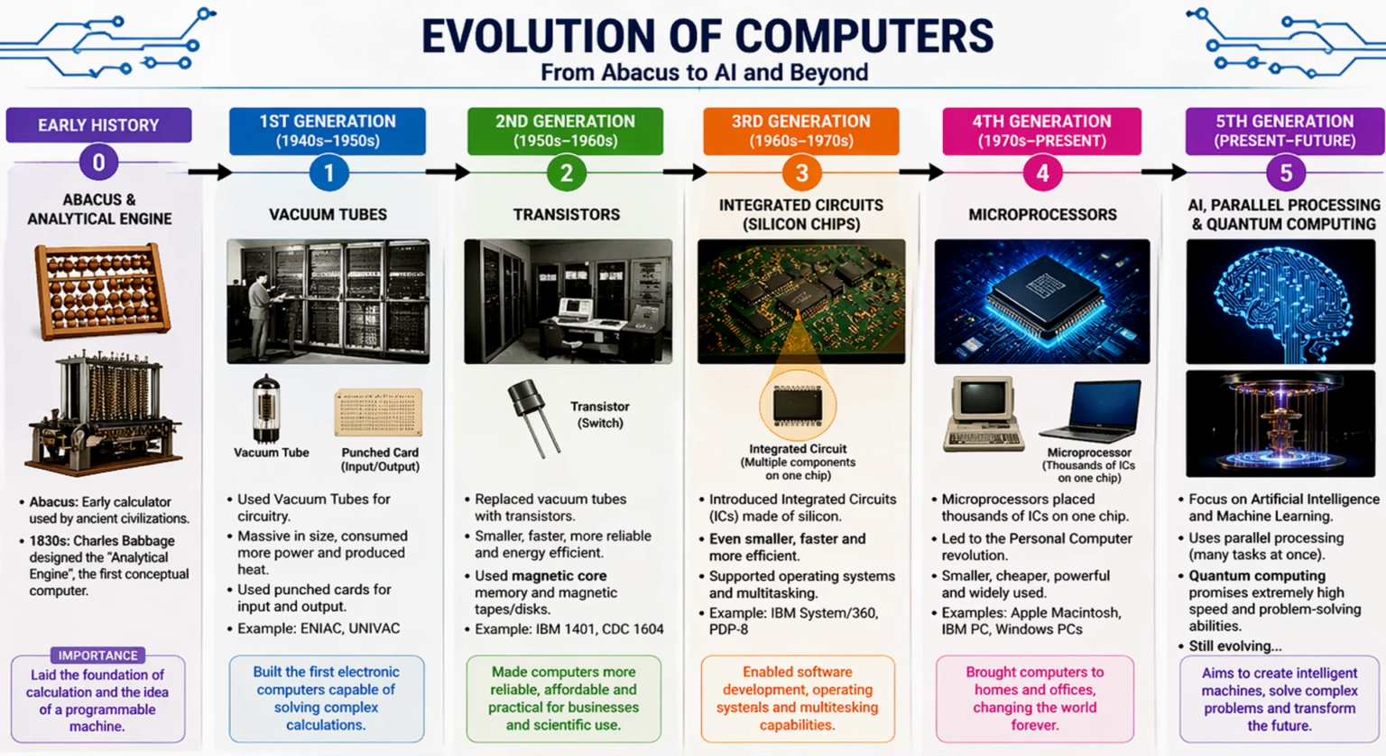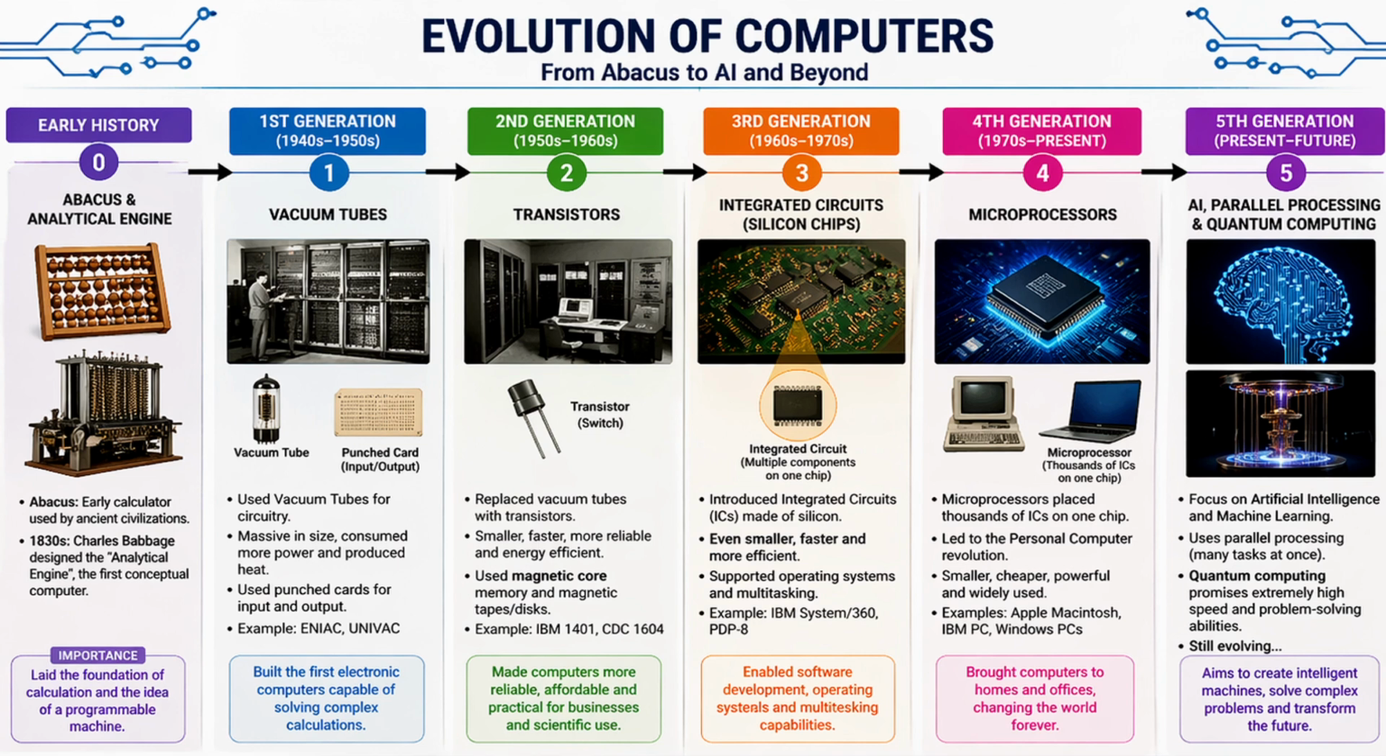Examples here are the IBM System 360 and PDP-8. This generation enabled software development. Operating systems and multitasking capabilities emerged. Fourth generation, 1970s to present. Here we see microprocessors. Microprocessors place thousands of ICs on one chip, and this led to the personal computer revolution.